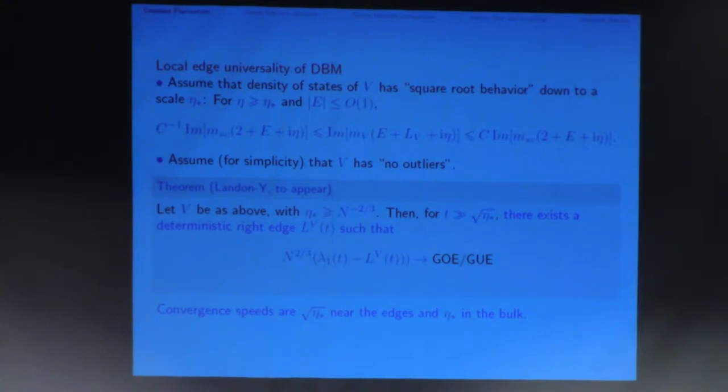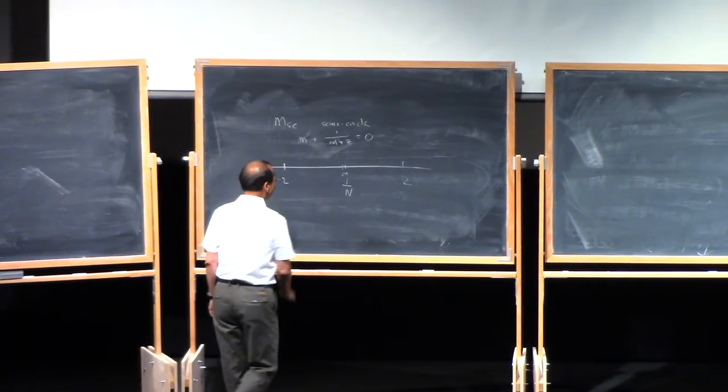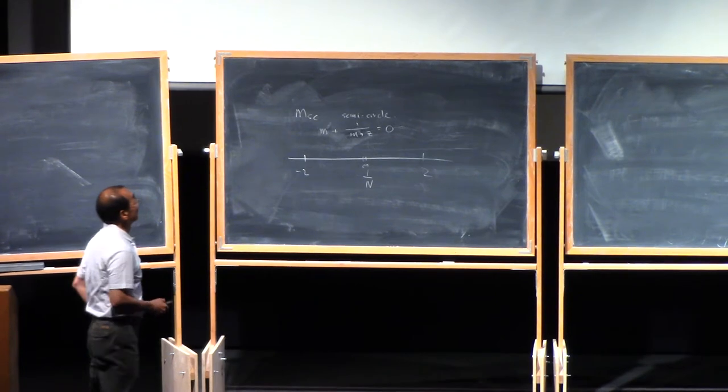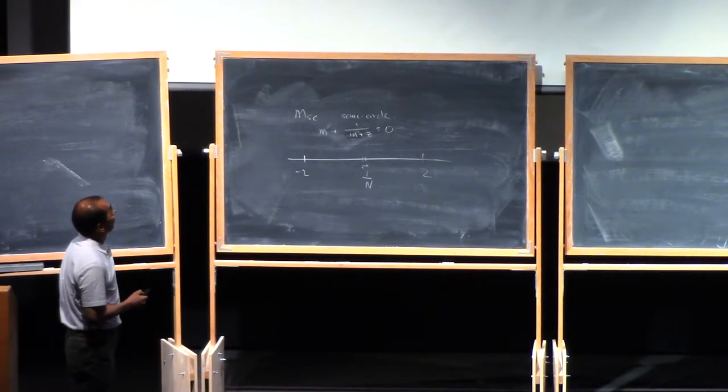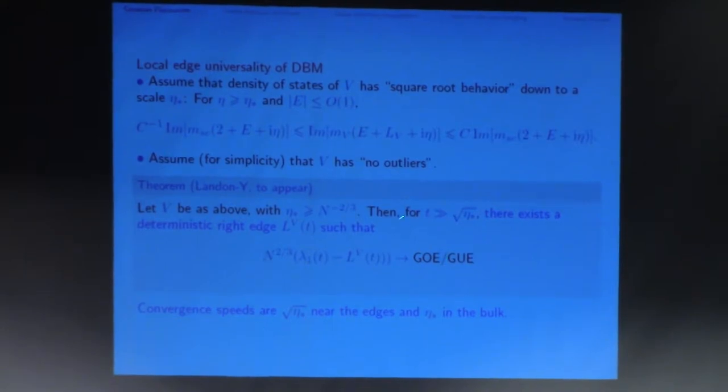And it satisfies the equation m_sc plus 1 over m_sc plus z equals 0. So this is the semicircle Stieltjes transform. And we assume, because we need a square root behavior, that it is bounded below and above by the semicircle behavior. And then for the time to equilibrium, you need this eta star to be bigger than n to the minus 2/3. This is the smallest time scale you can deal with. And now if you take a time slightly bigger than the square root of eta star, then you can show that the statistics will converge to the GOE statistics.